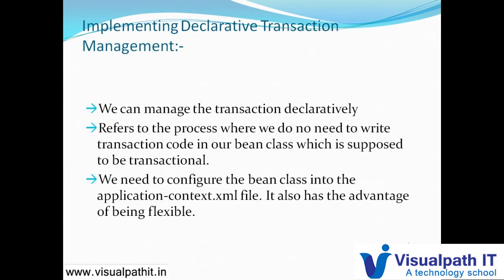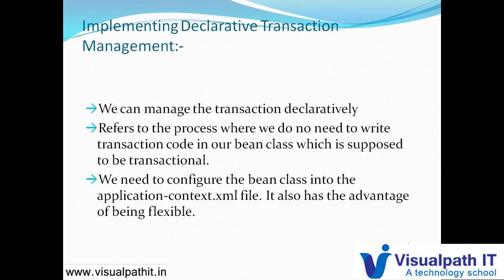We can do declarative transaction management by configuring the properties within the application context.xml. That is very, very important here: configuring the bean class into the application context.xml file. Implementing declarative transaction management in Spring has the advantage that it is a very flexible approach. There is no need to change the application code all the time.